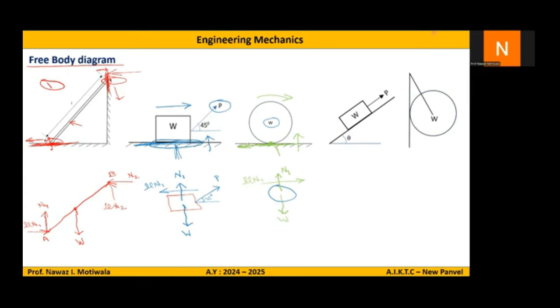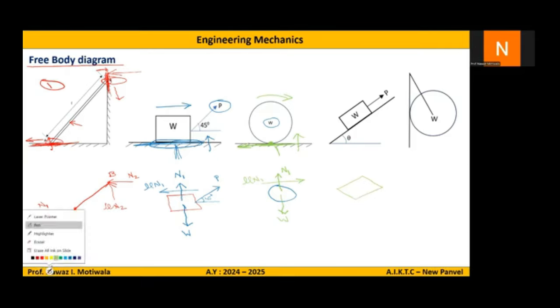Now, let us go to the next one. The fourth case, wherein there is a block of weight W kept on an inclined plane which is at an angle of theta. So again, the same procedure we will apply. I will isolate the body from all the contact surfaces. So it is like this, a body kept on an inclined surface.